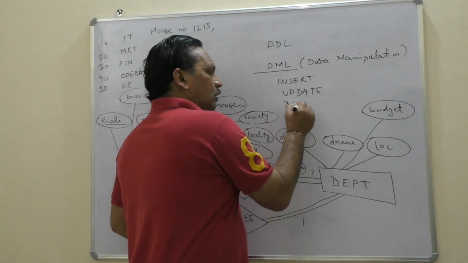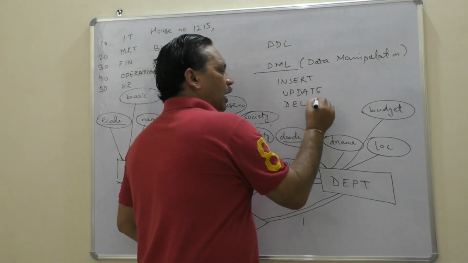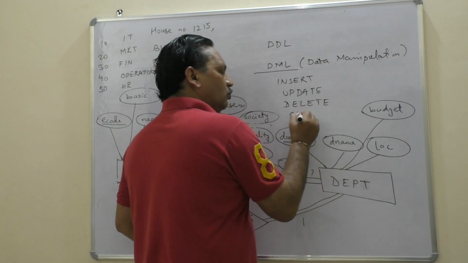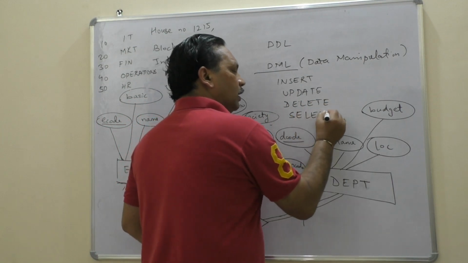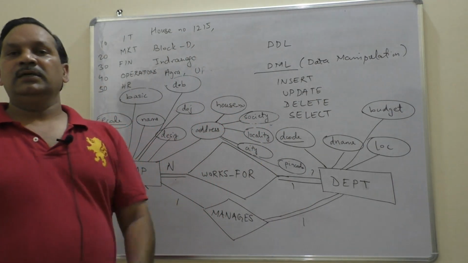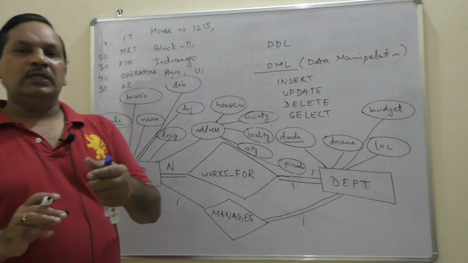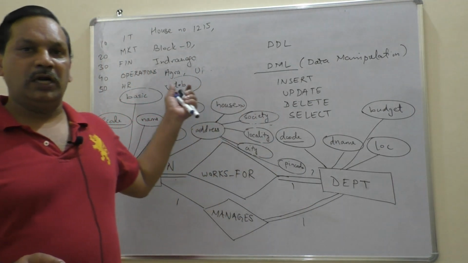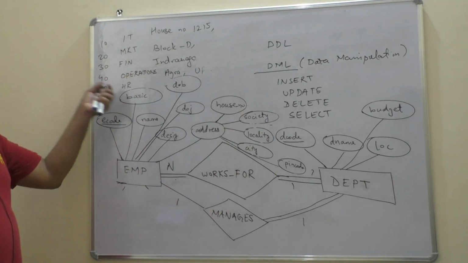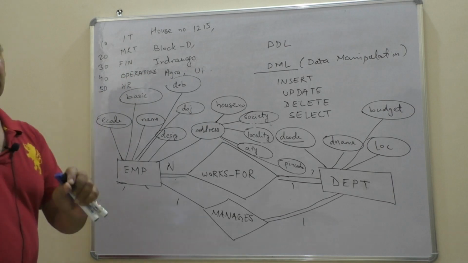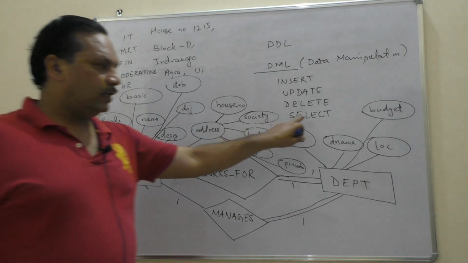And then delete. And what else do you do? The most popular command, DML command, is what? Select. Select means querying the data. Clear? I want to see, clear, what is the name of the employees who are working in the security department? Clear? Or the finance department, or the HR department. Only the employees working in the HR department. So for that I use what?